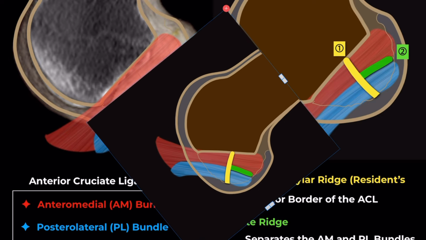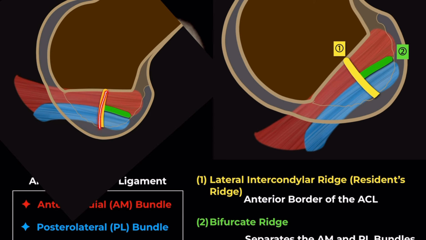When the knee is flexed to approximately 90 degrees, the yellow line is the lateral intercondylar ridge, an elevated bony landmark on the lateral wall of the intercondylar notch that forms the anterior border of the ACL femoral footprint. This ridge has an average length of 18.0 mm and spans from the femoral articular cartilage margin to the roof of the intercondylar notch.